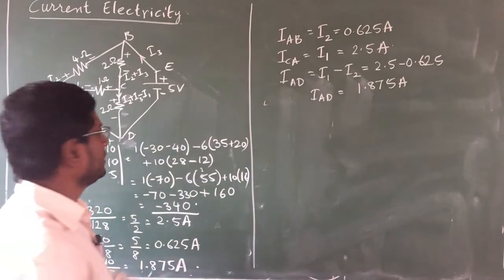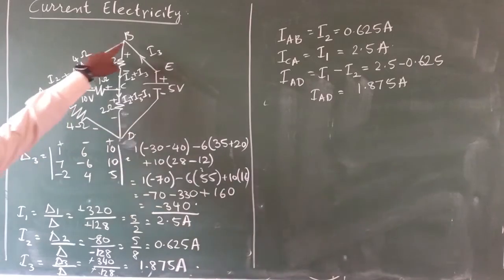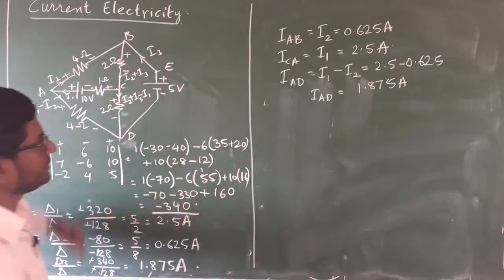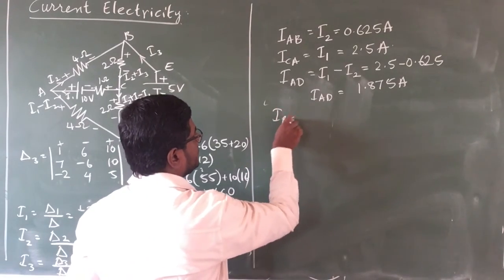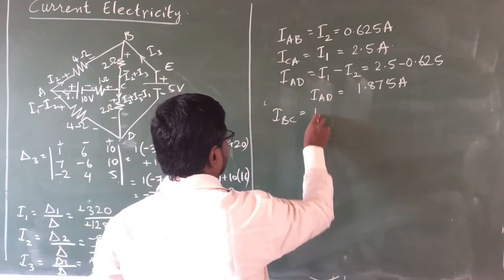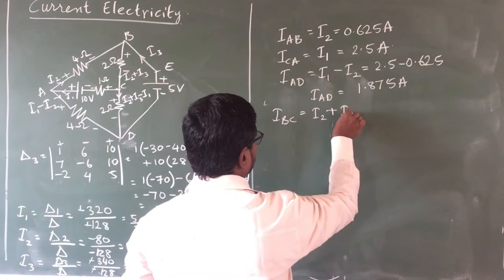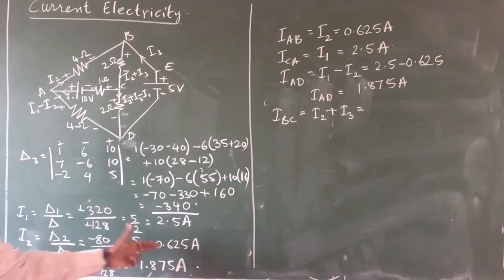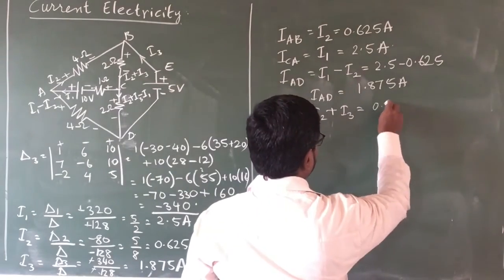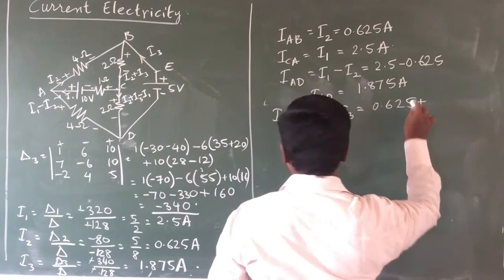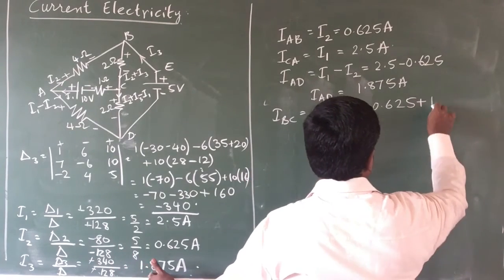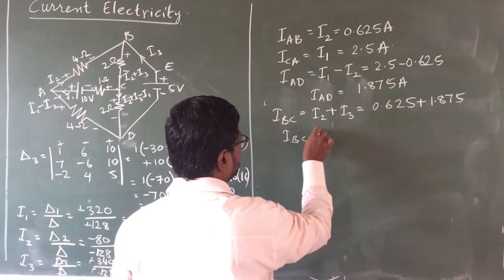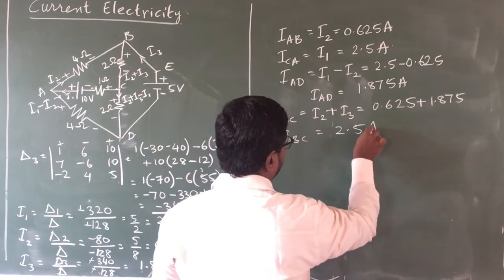Then next thing, A part is completed. Now we have to go from B to C. So IBC is going to give me I2 plus I3. Now what is the value of I2 plus I3? What is the value of I2? It is 0.625 plus I3 is 1.875. If you add it, IBC is going to give me 2.5 ampere.